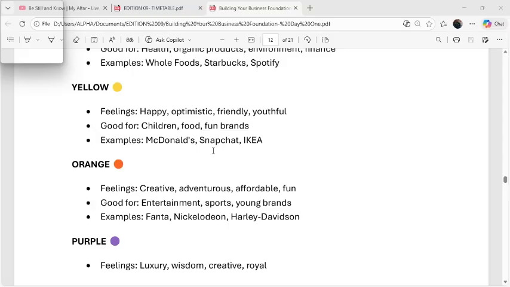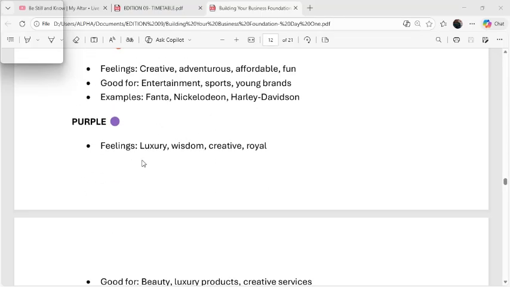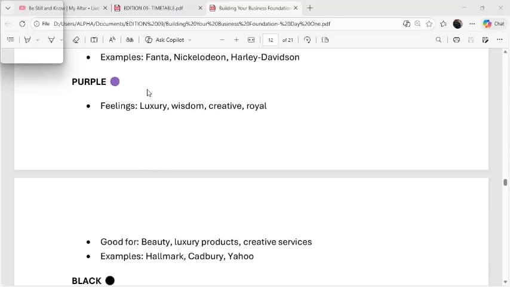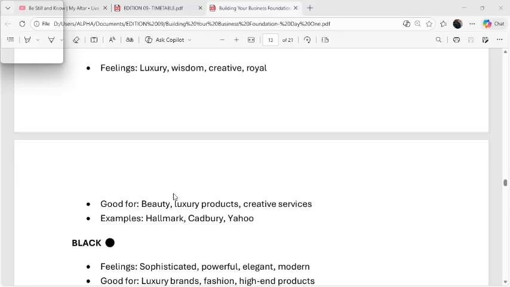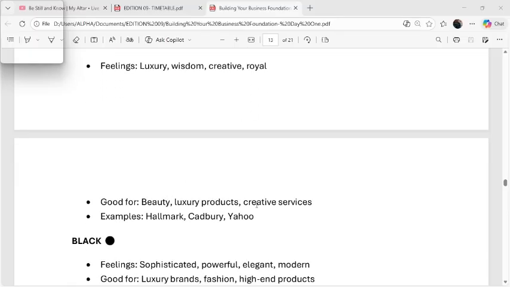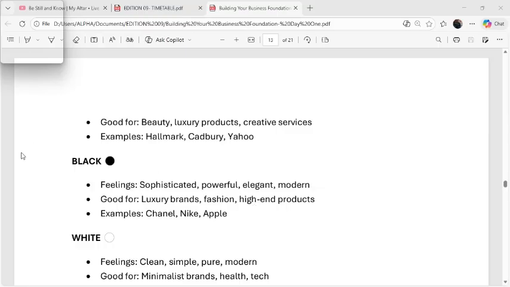So they use the orange color because they are talking about being creative, adventurous, and affordable, even with a little bit of fun. You see. Now let's look at purple. Purple deals with luxury, wisdom, creativity and royalty. It is good for beauty, luxury products and creative services. For instance, we use this one for Hallmark, for Cadbury, for Yahoo.